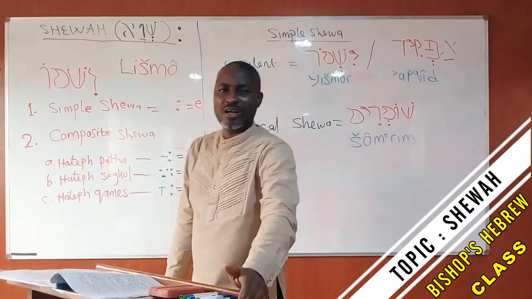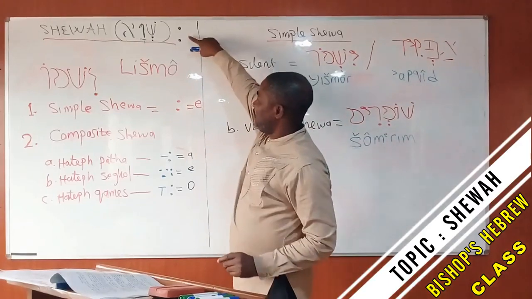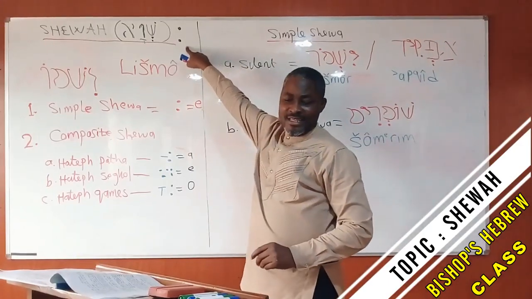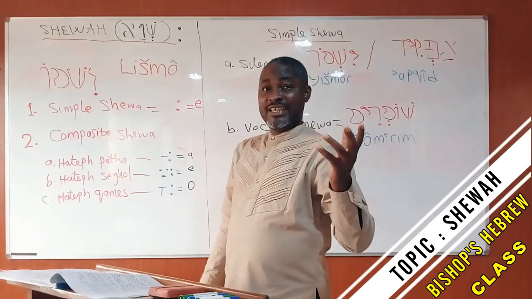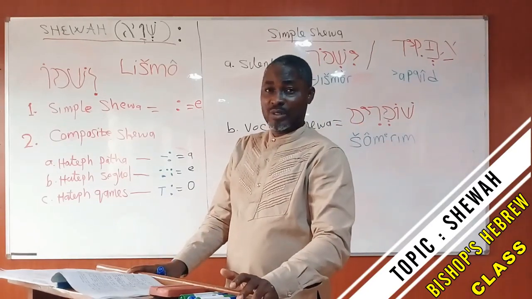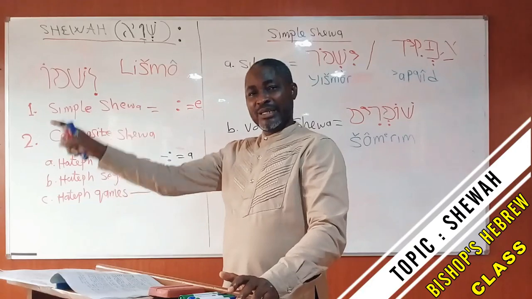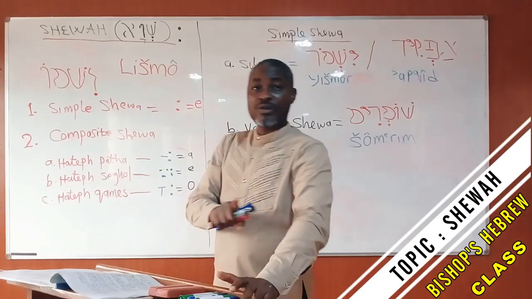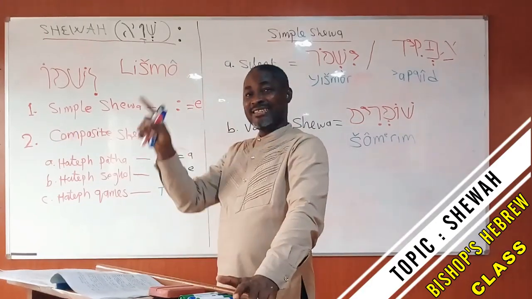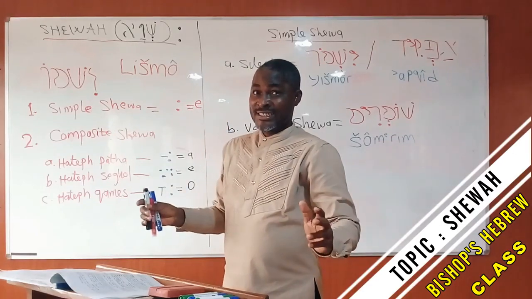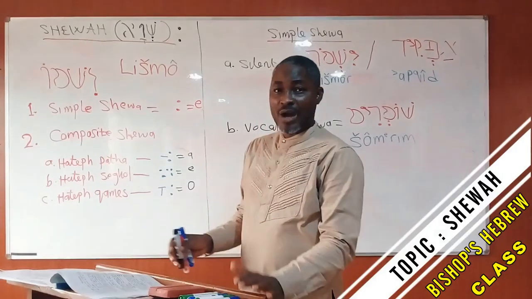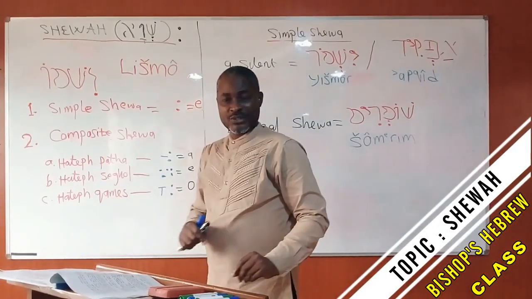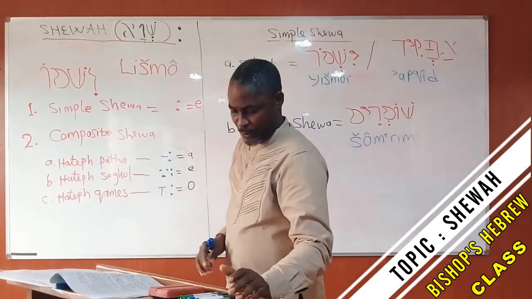Now, what is a SHEWAH? A SHEWAH is a vertical two dots that stands under a letter that does not have a vowel, either at the beginning or the middle of a word, because a letter at the beginning or middle of a word in Hebrew should not be without a vowel. So whenever there is no vowel, a simple SHEWAH comes to replace it. Let me read from our textbook.